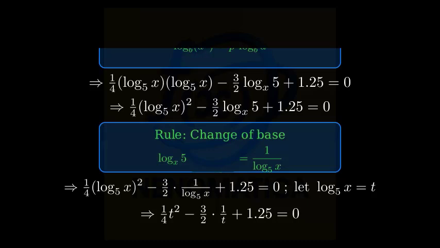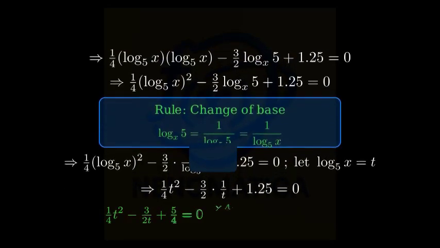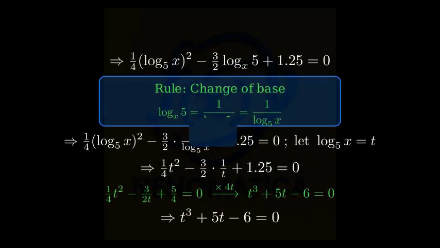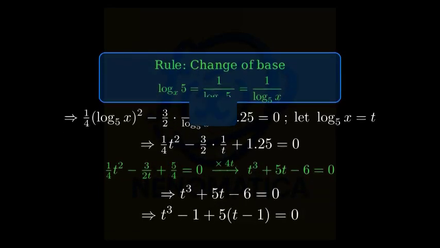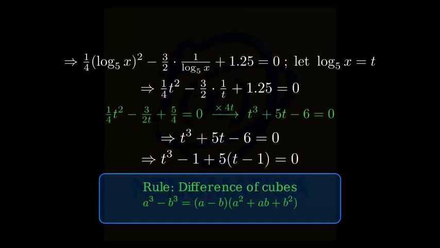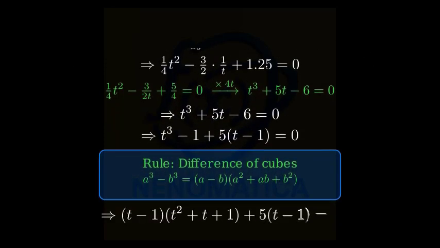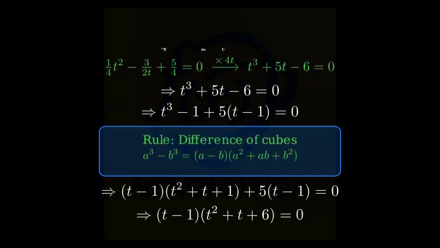Step 7. Rearrange to prepare for factoring by grouping. Step 8. Factor the difference of cubes, t cubed minus 1, as t minus 1 times t squared plus t plus 1. Keep the 5 times t minus 1 term. Step 9. Factor out the common factor t minus 1. Step 10. Apply the zero product property. Either t minus 1 equals 0 or t squared plus t plus 6 equals 0. The quadratic has negative discriminant and gives no real roots, so the real solution is t equals 1.